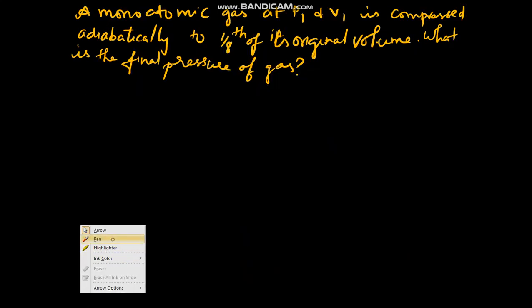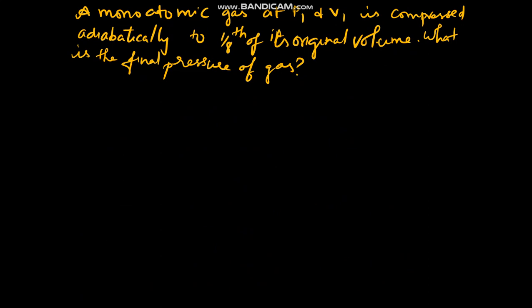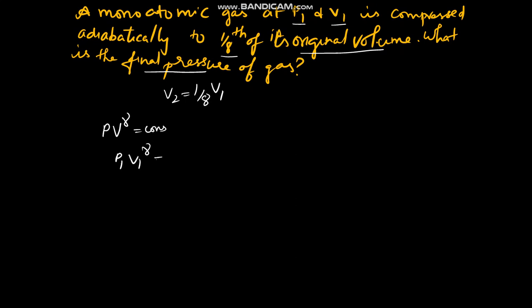Now let us work out a numerical. A monoatomic gas at P1 and V1, so pressure is 1 and volume is 1, is compressed adiabatically to 1 by 8th of its initial volume. So V2 is 1 by 8th of its initial volume. What is the final pressure? So we learned that PV gamma is a constant. So P1 V1 gamma is equal to P2 V2 gamma.